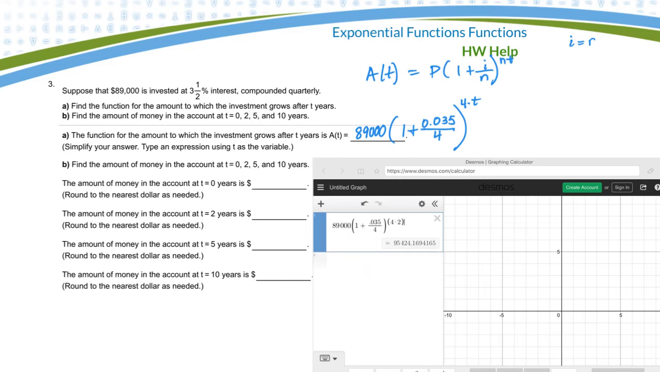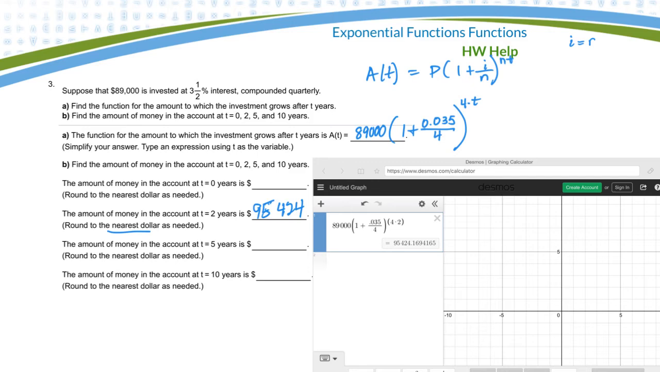Okay, so after 2 years, I started with 89,000. I'm already up to 95,424 something. And they say round to the nearest dollar. That would be correct for that one.